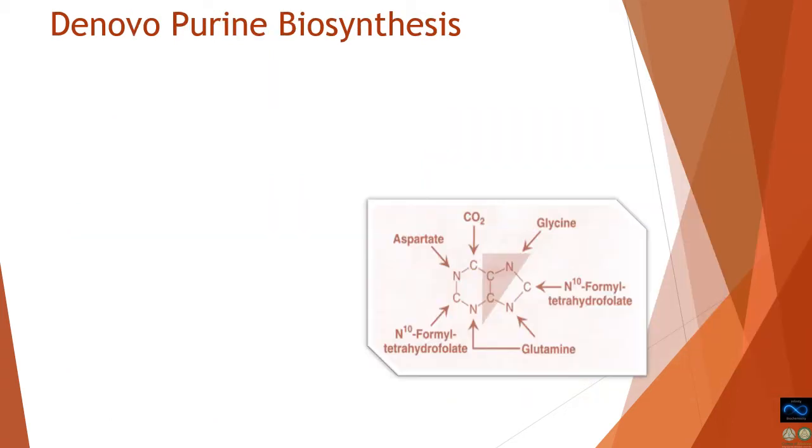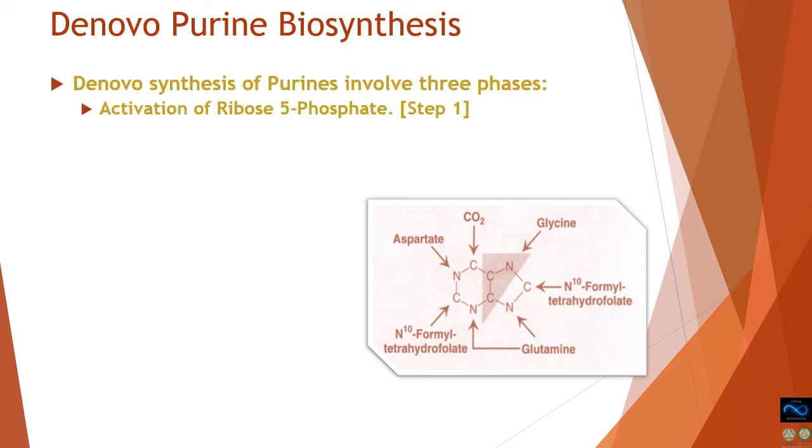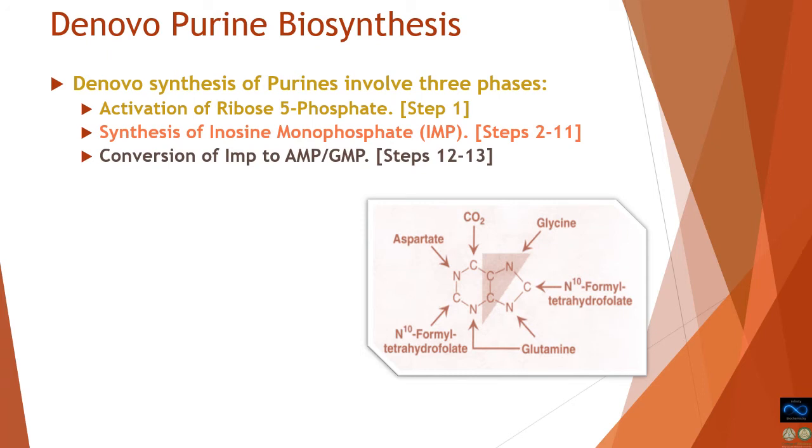De novo purine biosynthesis involves three phases. First is the activation of ribose 5-phosphate, which is the first step of purine biosynthesis. Then follow around 10 steps of synthesis of inosine monophosphate, which is the second phase. In the third phase, this inosine monophosphate is converted to either adenosine monophosphate or guanosine monophosphate, depending upon the availability and the need of the cell at that time. Total de novo purine biosynthesis involves 13 different steps.